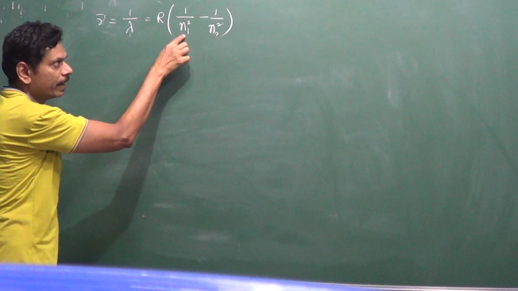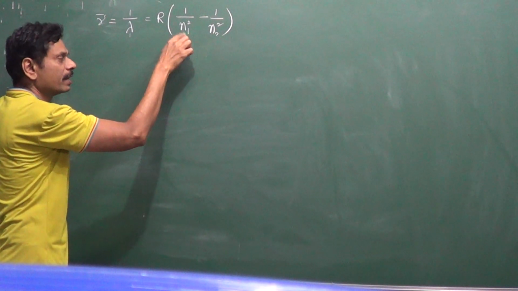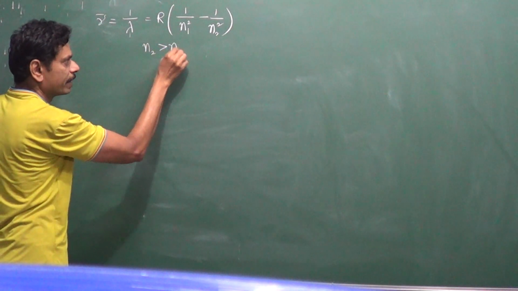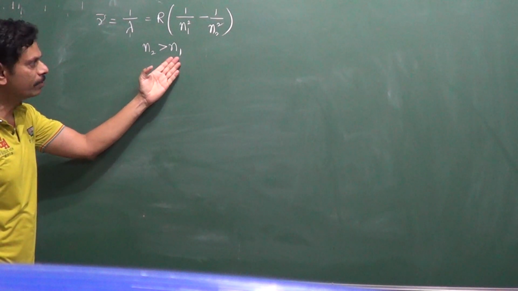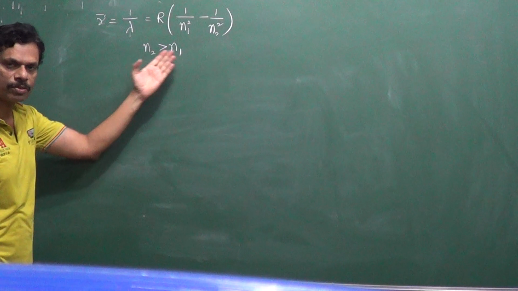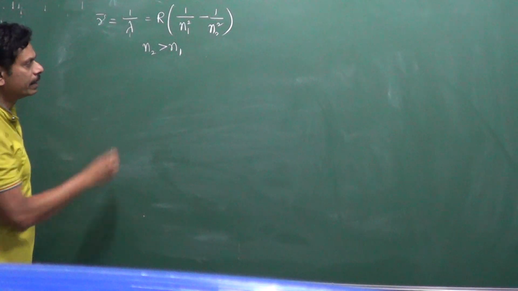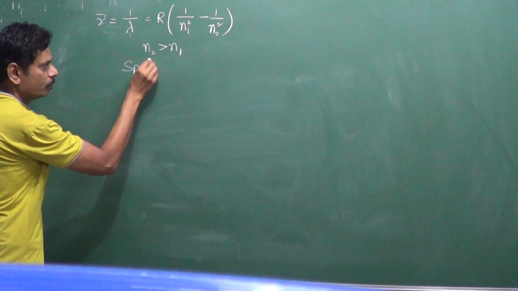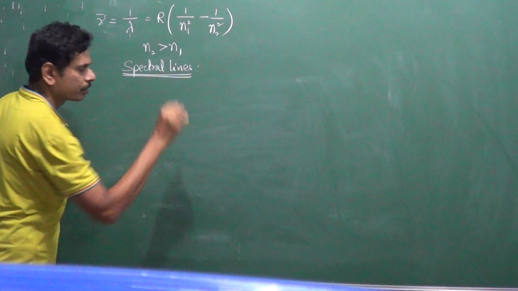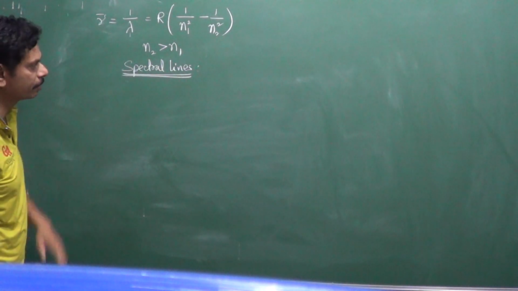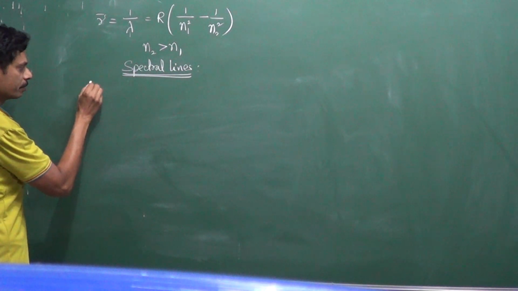where R is the Rydberg constant, n1 is the orbit number, n2 is the other orbit number, where n2 is greater than n1. Both are integers. Orbit numbers, principal quantum numbers, are integers here. Based on this, we have to discuss the different spectral lines, how the different spectral lines are produced in the case of hydrogen or hydrogen-like atoms.